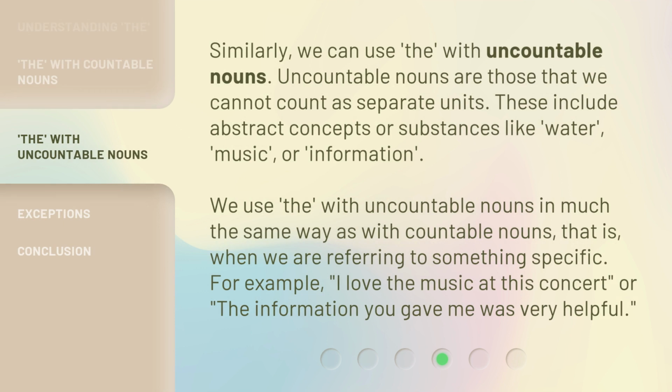Similarly, we can use the with uncountable nouns. Uncountable nouns are those that we cannot count as separate units. These include abstract concepts or substances like water, music, or information. We use the with uncountable nouns in much the same way as with countable nouns, that is, when we are referring to something specific. For example, "I love the music at this concert," or "The information you gave me was very helpful."